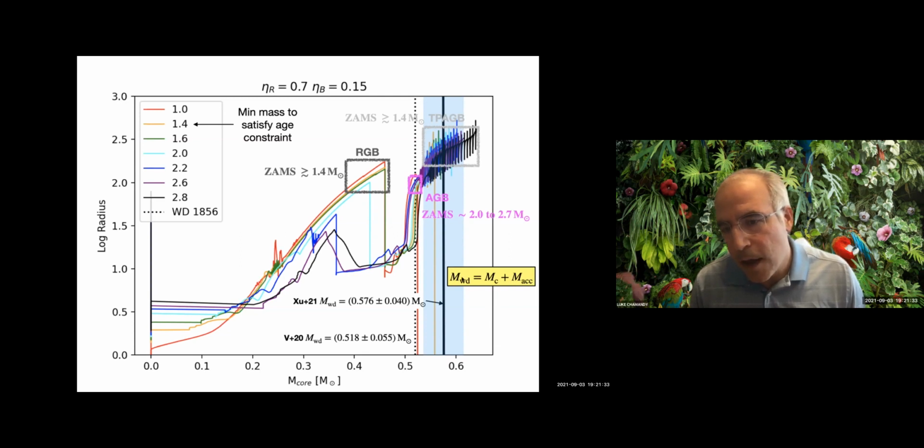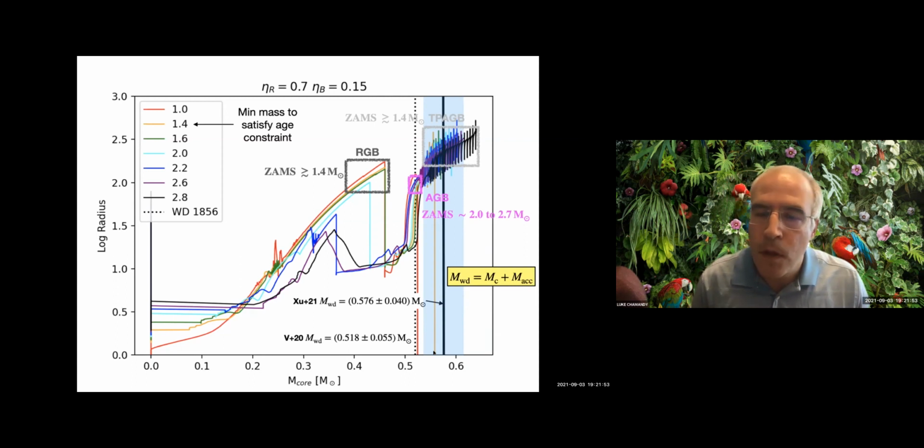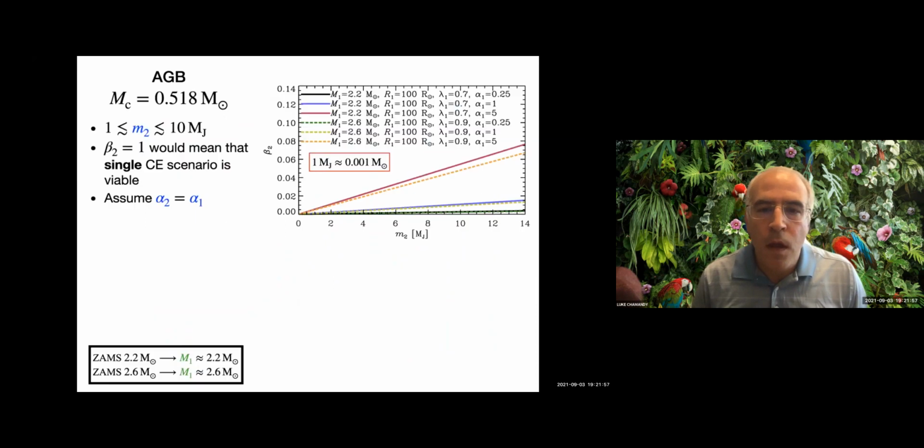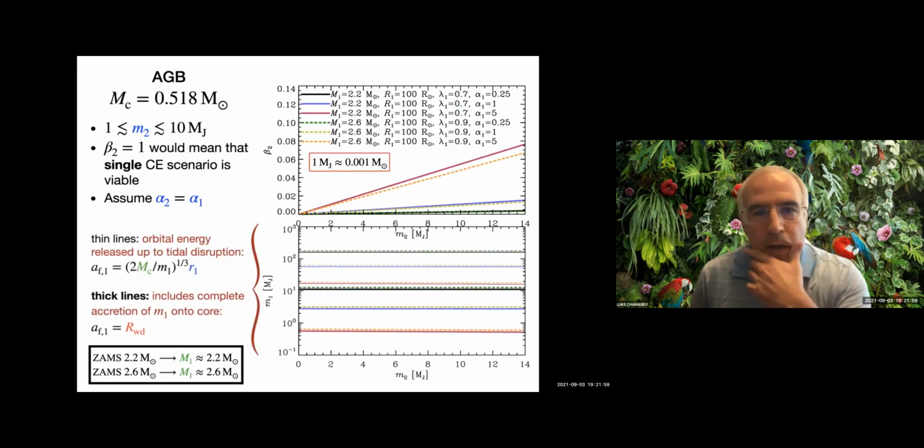And then the mass of the white dwarf that we actually observe would be equal to the core mass plus whatever has been accreted. These vertical lines, the dotted one shows the Vandenberg estimate for the white dwarf mass, but the new estimate in this new upcoming paper is shown by the black line, which is a bit larger. And the error range is the blue shading. Okay, so this is the gist of it.